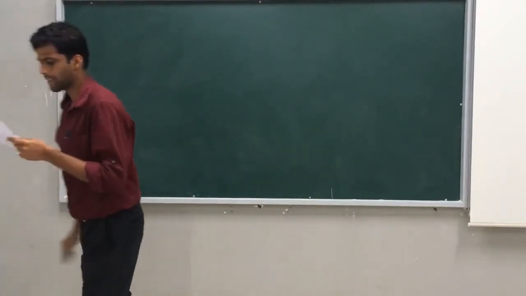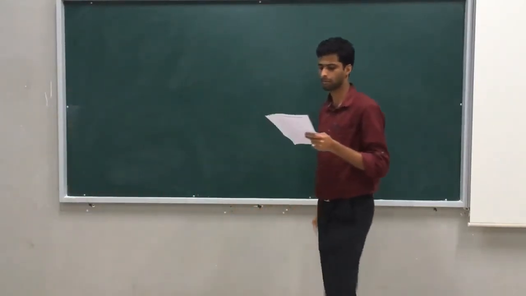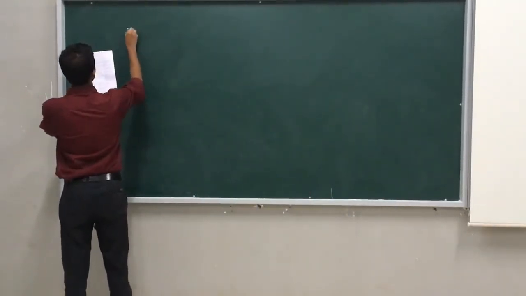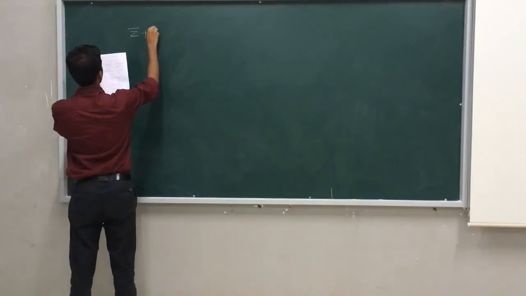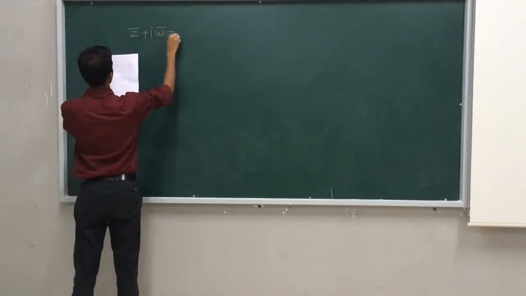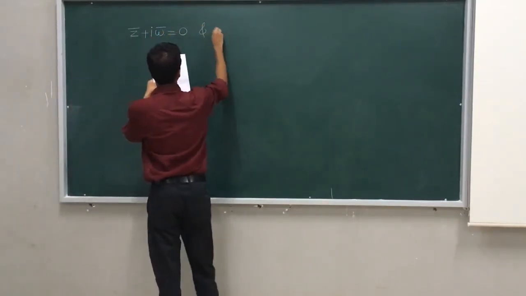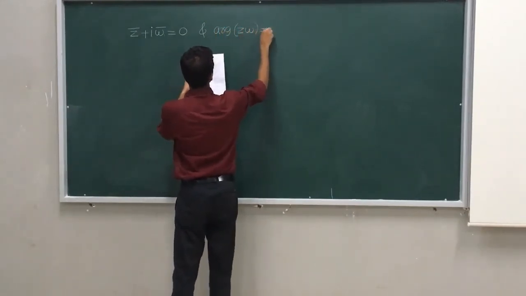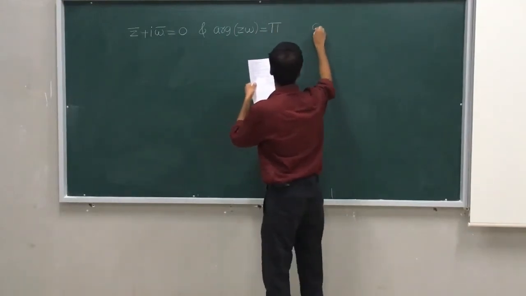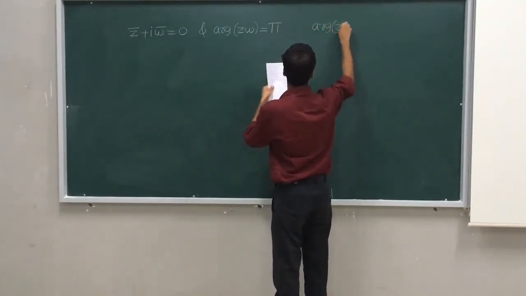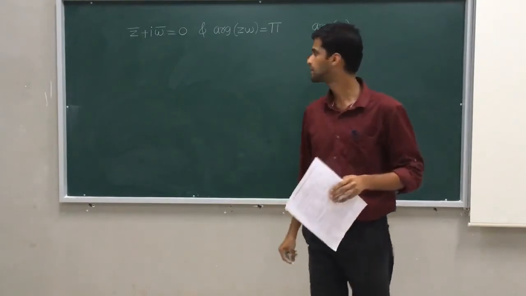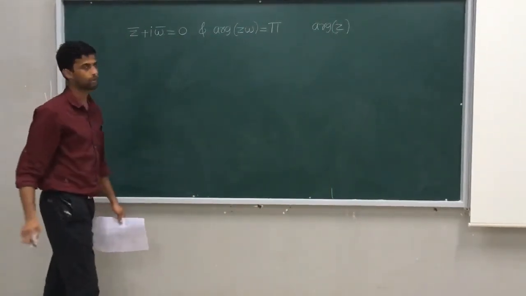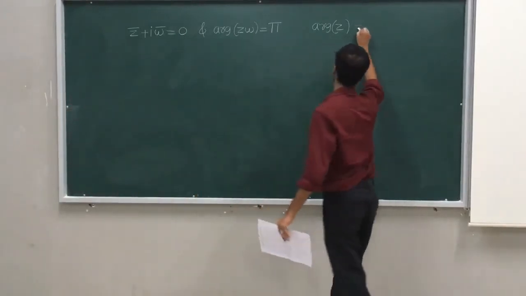If z and omega are complex numbers such that z bar plus i times omega bar equals 0, and argument of z omega is equal to pi, what is the argument of z? See, they have given this much. I want the answer for the argument. Argument means amplitude.